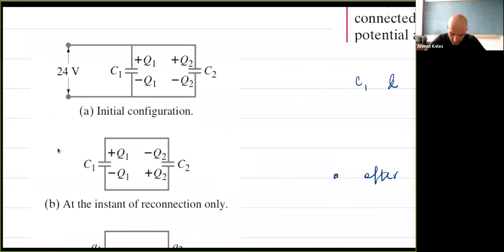And I said the total charge after they reconnected, there will be some charge cancellations here and here. I call it total charge, which should be equal to Q1 minus Q2. And I said they will share this total charge in between them, right? After the equilibrium is established, the first capacitor will have some Q1 amount and the second capacitor will have some Q2 amount, right? That's the difference between this Q and this Q.